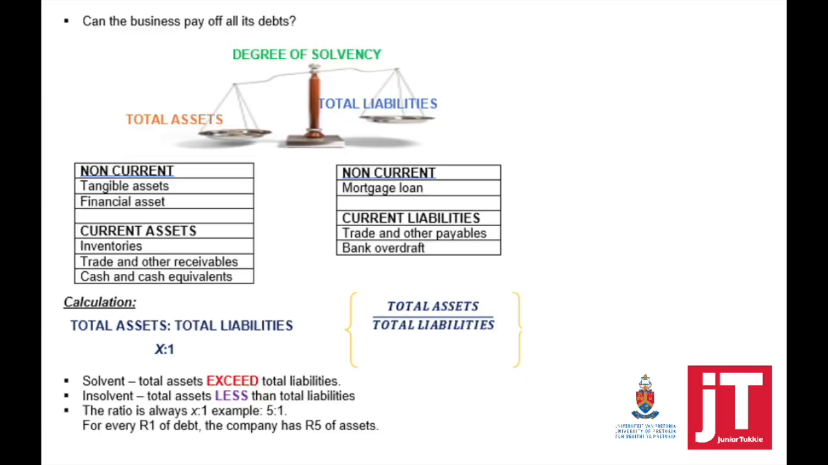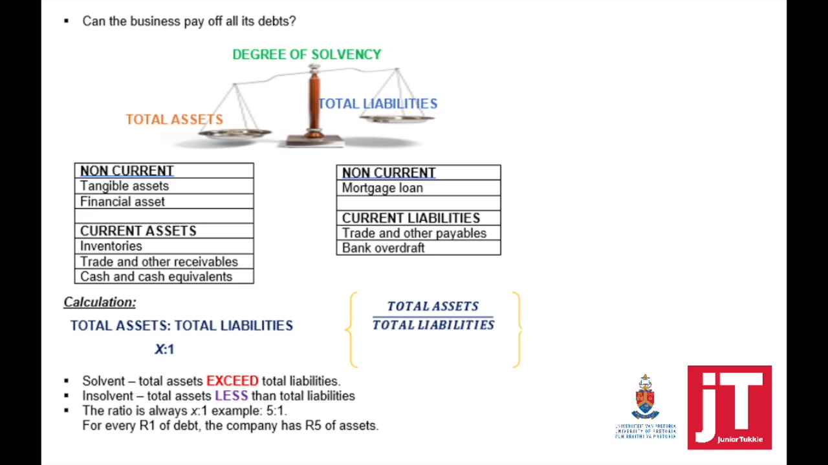We're going to look now at activity 4. In this activity, we're going to focus on the solvency ratio, which means, can the business pay off all of its debts? Does our total assets exceed our total liabilities? Is the business solvent? So how do we calculate this? We take our total assets divided by our total liabilities.